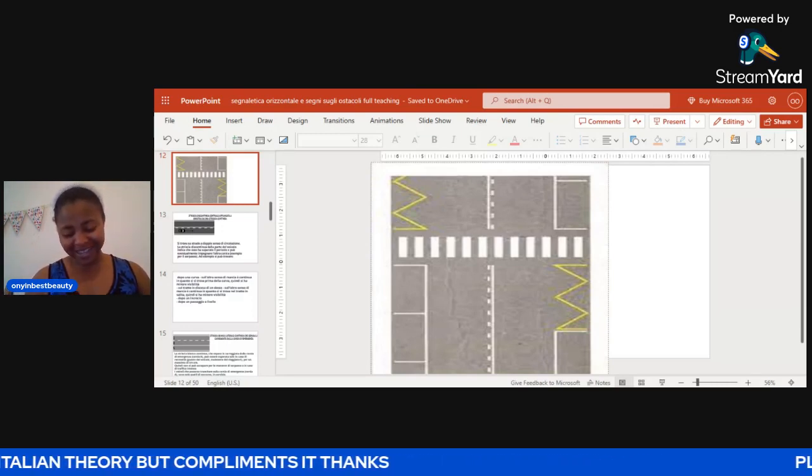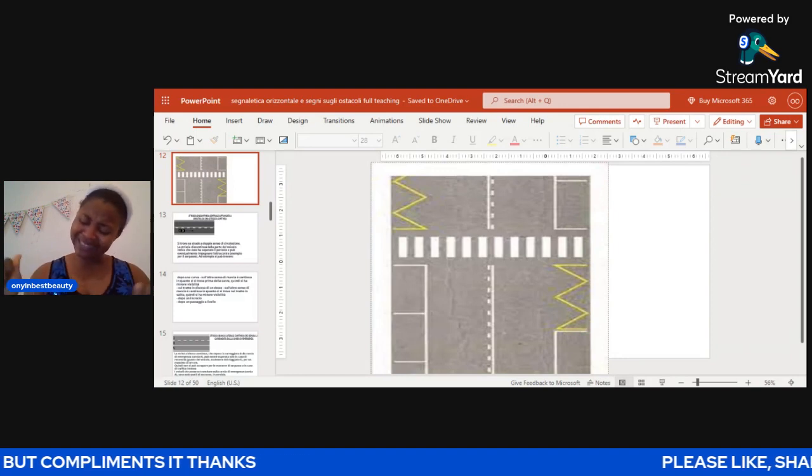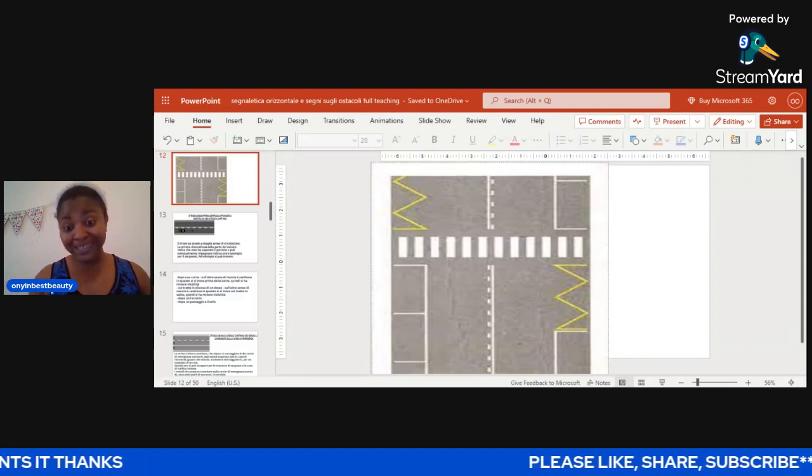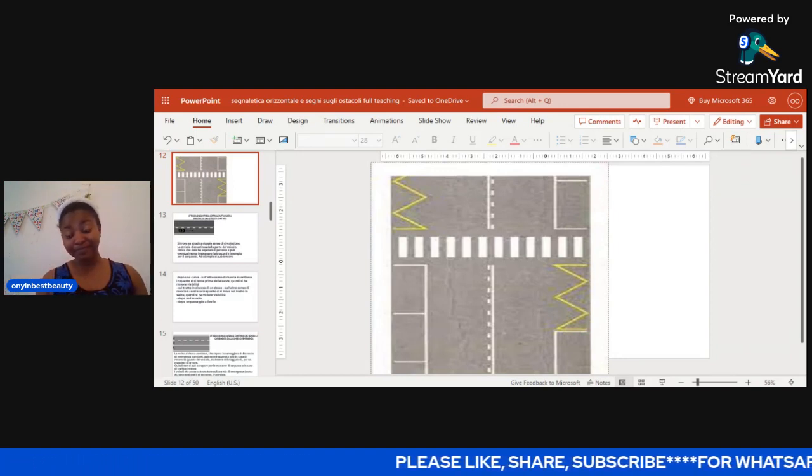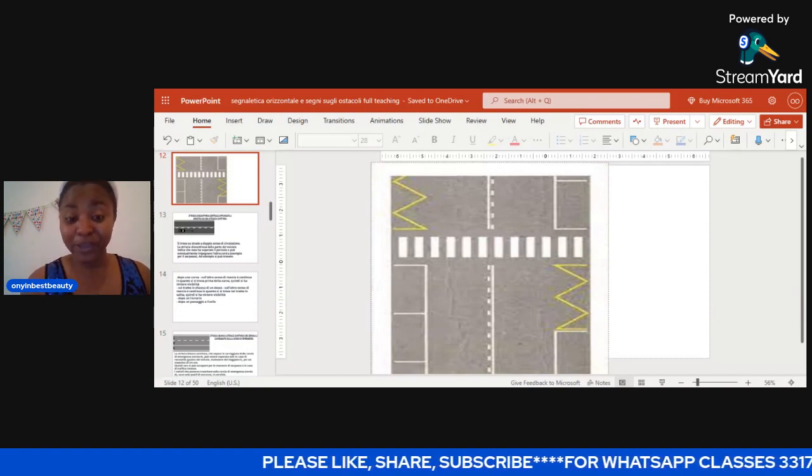Carry chair, carry book, carry pen, sit down. It is very important that you're jotting something down. It is very, very important.